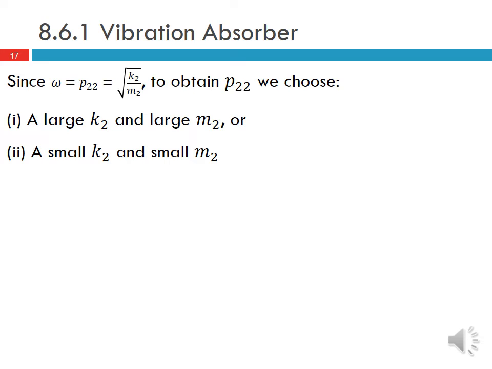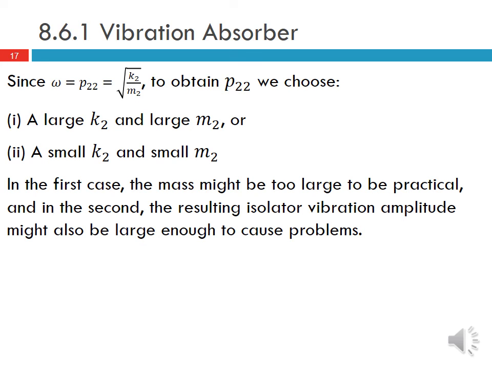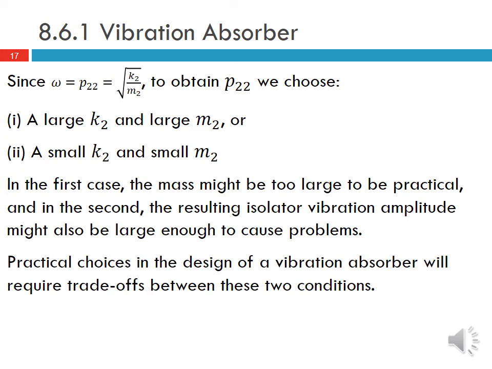So since omega is equal to p22, which is the square root of k2 over m2, to obtain p22, we have to choose a large k2 and a large m2, or a small k2 and a small m2. In the first case, the mass might be too large to be practical, and in the second case, the resulting isolator vibration amplitude might also be large enough to cause problems. So practical choices in the design of a vibration absorber will require trade-offs between these two conditions.